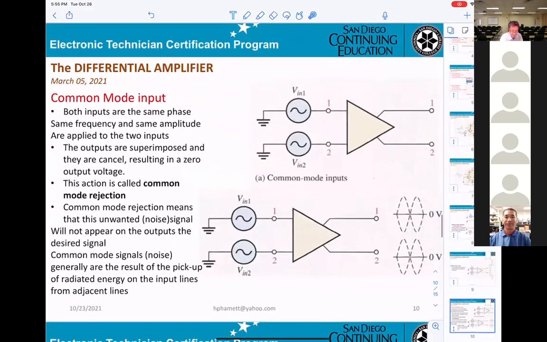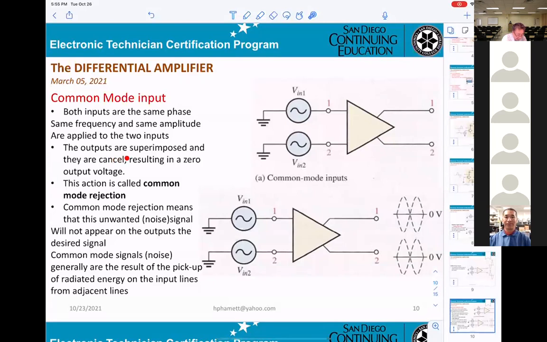Now try to see something here. Common mode input. Both inputs with the same phase, same frequency, and the same amplitude are applied to the two inputs. That means you get two signals here. They are identical. In phase, same frequency, same amplitude.